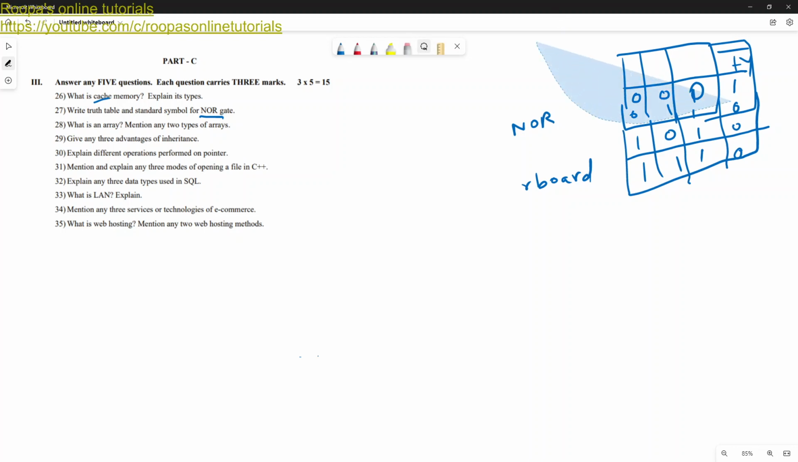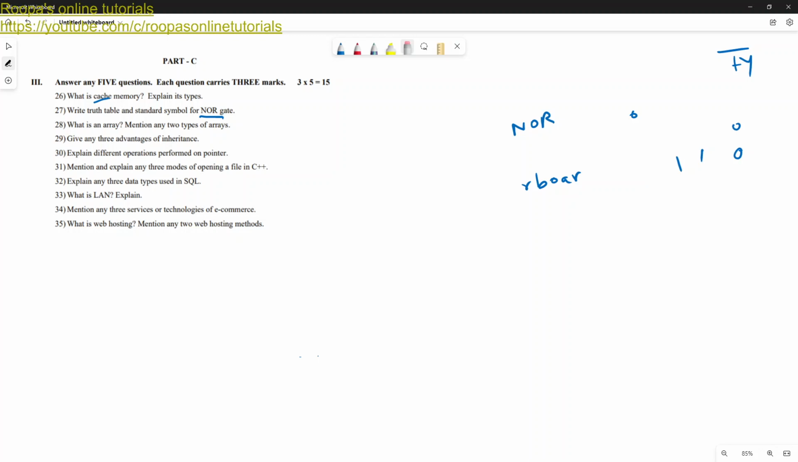The next question that we are having here is, what is an array? Mention the 2 types of an array. Now this is very easy. Array is a collection of homogeneous elements which are referred under the same name. Homogeneous elements means they are of the same data type and they are going to have the same name. Mention the two types of arrays they have asked.